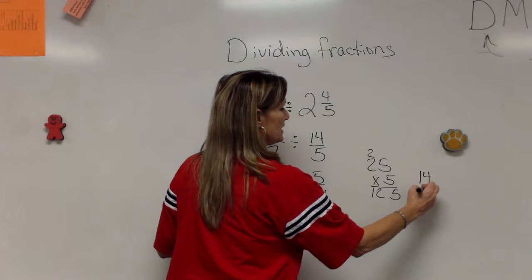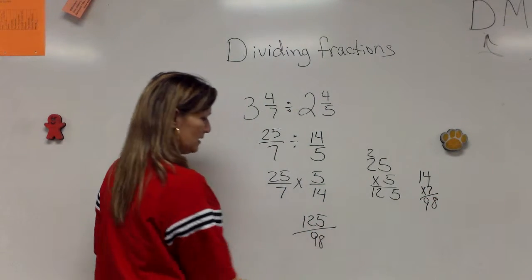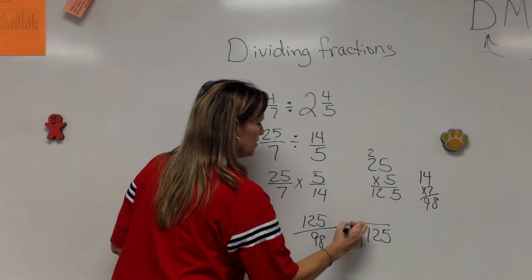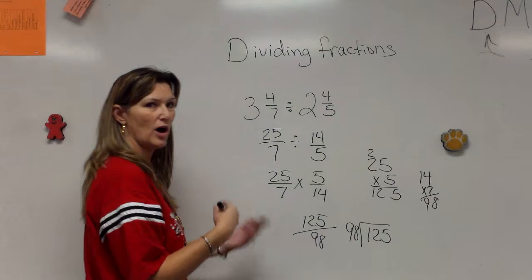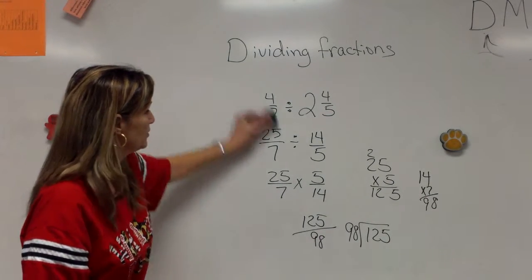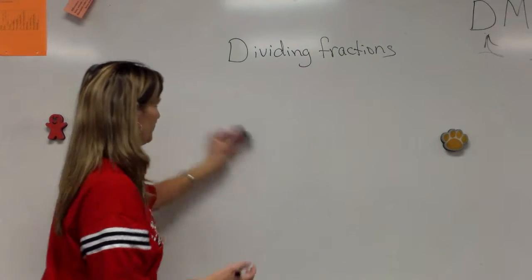Then I have 14 times 7 is 98. Improper fraction, I have to tie bow, top in, bottom out, go through, work that out. I'm not going to take time to do that. I want to show one more that has a whole number.